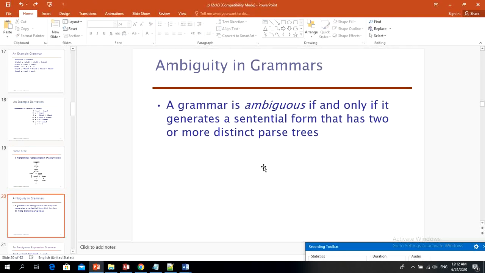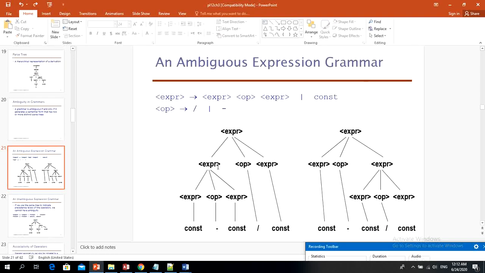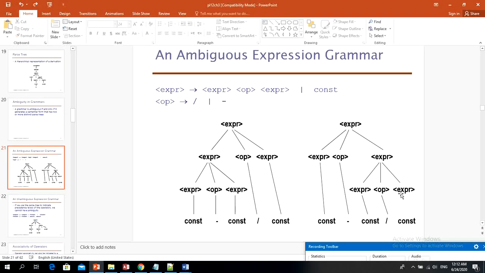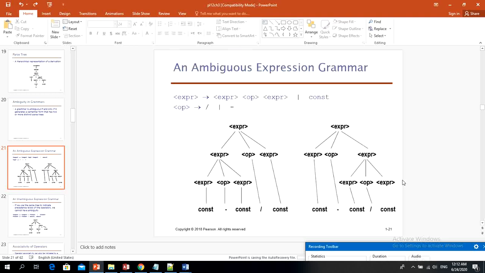The term ambiguity in grammars: a grammar could be ambiguous. A grammar is ambiguous if it generates a sentential form that has two or more distinct parse trees. Like this example here. If you look at this, it's called an ambiguous expression grammar.